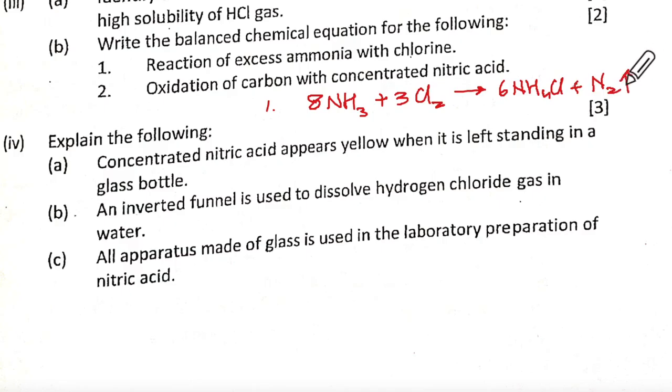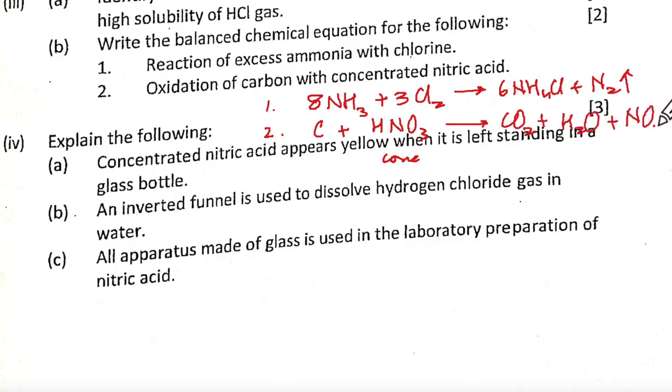You have to know these by heart. Practice these regularly. Oxidation of carbon with conc nitric acid: C plus 4HNO3 conc gives CO2 plus 2H2O plus 4NO2.